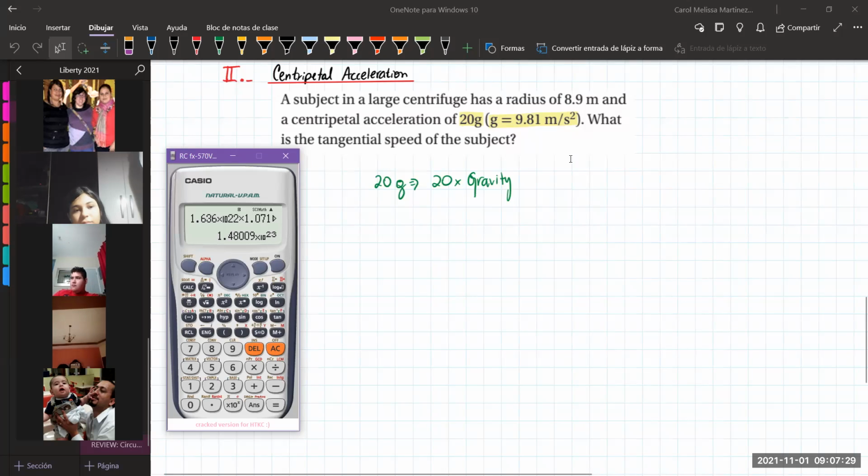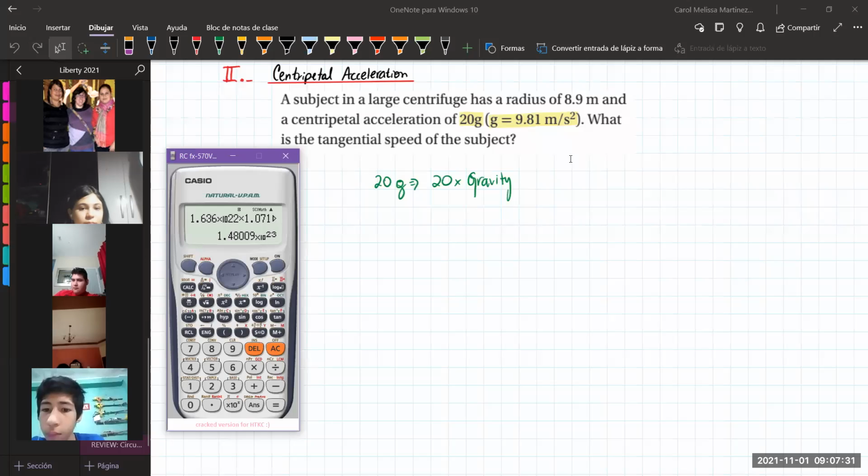Okay, so 20g, that's what it means. So let's focus on the exercise. It says that the radius is 8.9 meters and the centripetal acceleration is 20g, and I need to find the tangential speed of this object. So I'm going to write my givens.